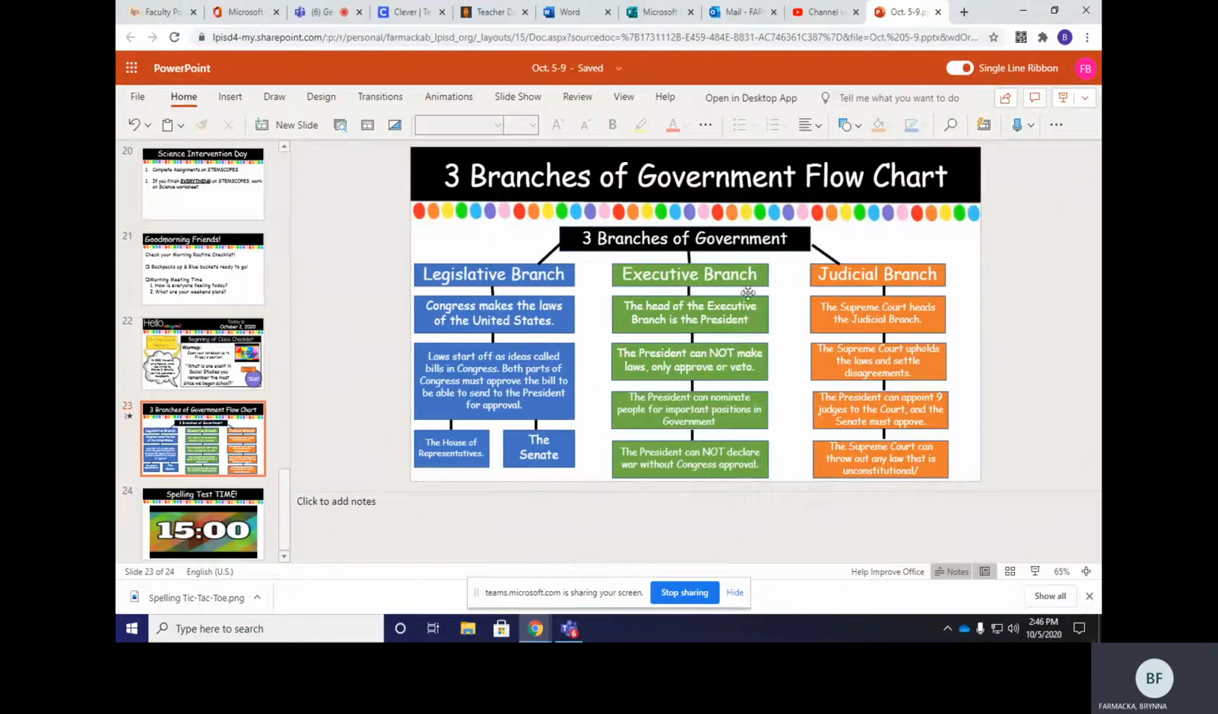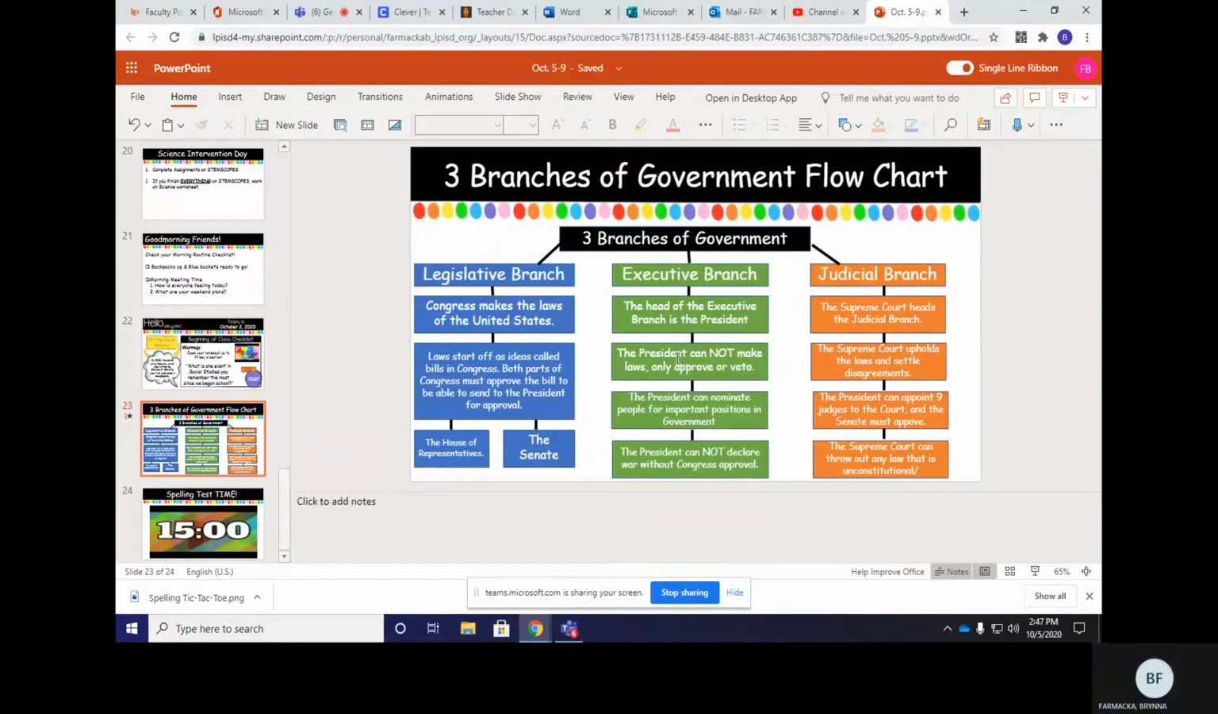Now, the executive branch, like we said, the head of it is the president. The president cannot make laws himself. He can only approve or veto the laws. He can approve them by saying, check, all right, sounds good, and signing it, or he can veto it, meaning to get rid of it, or he denies it and he doesn't agree with it.